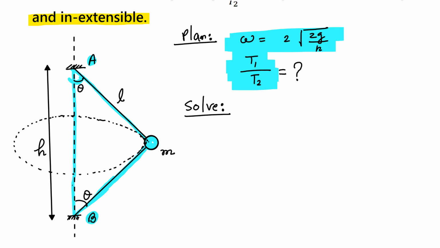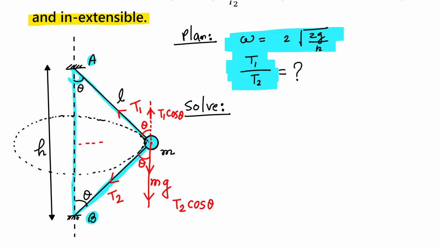For that purpose we need to draw the forces diagram, the free body diagram. On this mass the forces acting are mg, and the tension forces, let's call the tension T1 in this direction, and T2 in this direction. T1 has a component in this direction, this angle is theta. So in this direction we will have a force component T1 cos theta. Similarly, this angle is also theta, so in this direction we will have a component of T2, and this will be T2 cos theta.